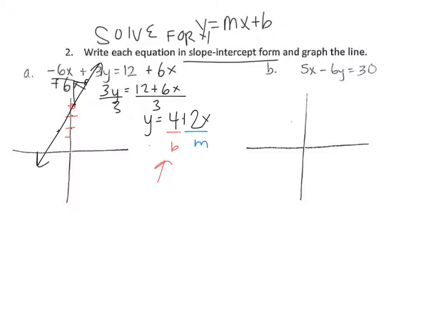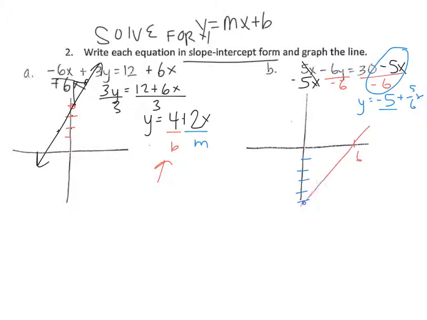Letter B is put it in slope-intercept form. So solve for y. Subtract 5x from each side. And then I'm going to divide each thing by negative 6. So it's going to be y equals negative 5 plus 5/6 x. So you start at negative 5, 1, 2, 3, 4, 5, make a dot, and go up 5, right 6. Or you could go down 5, left 6. You're still going to end up at the same spot. Make sure to put arrows at the end of your lines too.